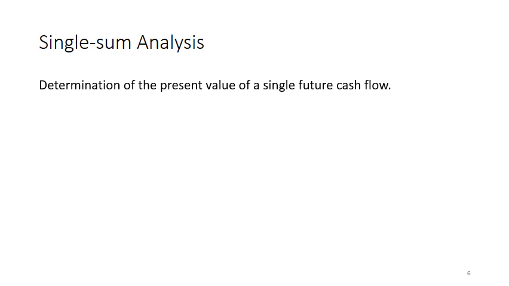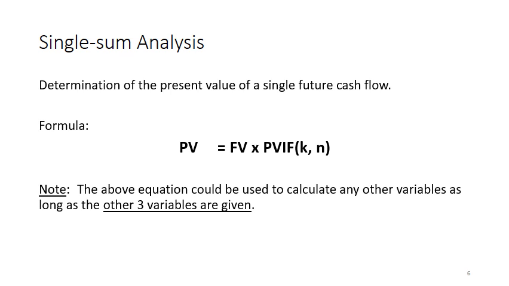Single sum. The determination of the present value of a single future cash flow. This is the formula for the table. Take note, the above equation could be used to calculate any other variables as long as the 3 other variables are given. So basically there are 4 variables. You have the 3 known variables, you can find the 4th unknown one.